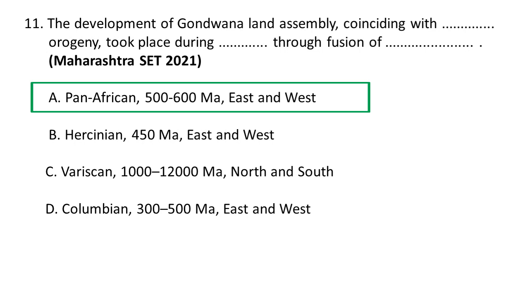The development of the Gondwana land assembly coincided with the Pan-African orogeny, which took place during the Neoproterozoic and Paleozoic eras. The Pan-African orogeny was a series of events that occurred between about 870 and 550 million years ago, and these events caused the continental fragments of the Rodinia supercontinent to fuse together to form the Gondwana. So A is the correct option.